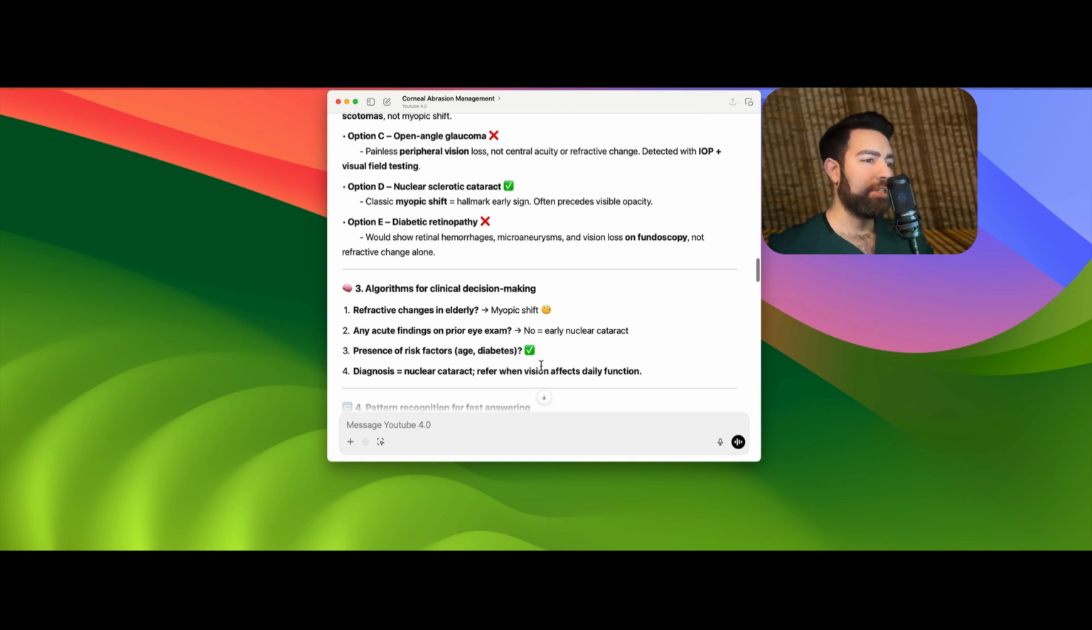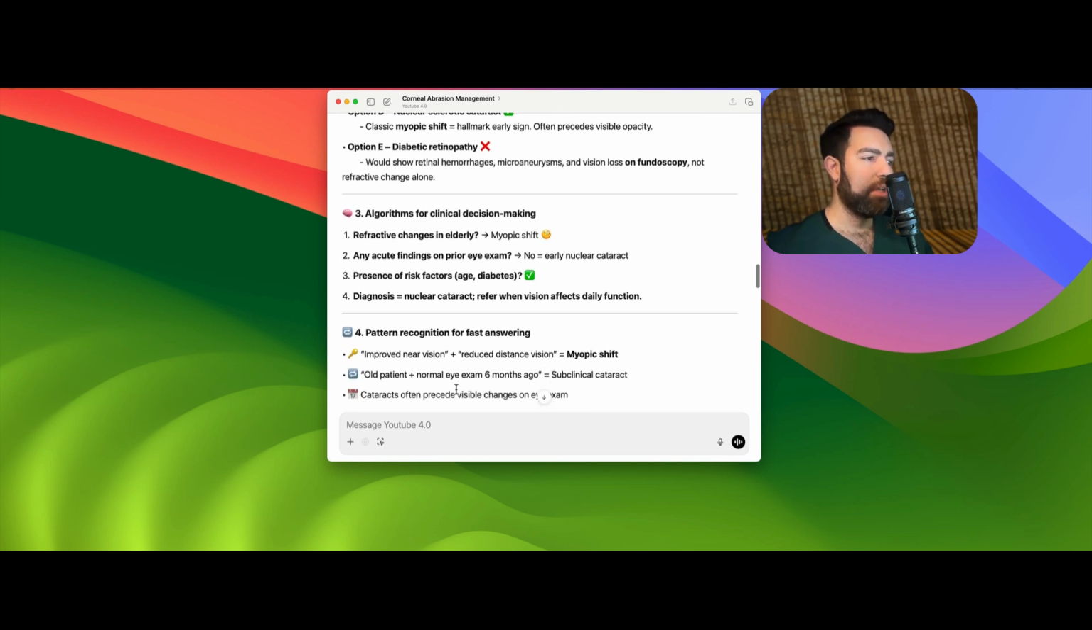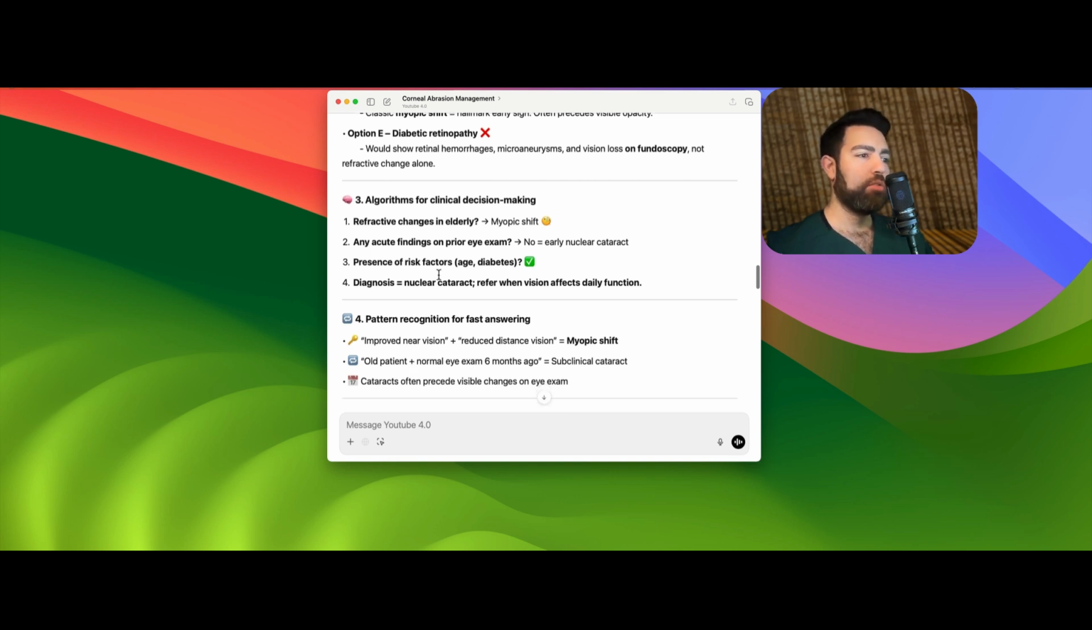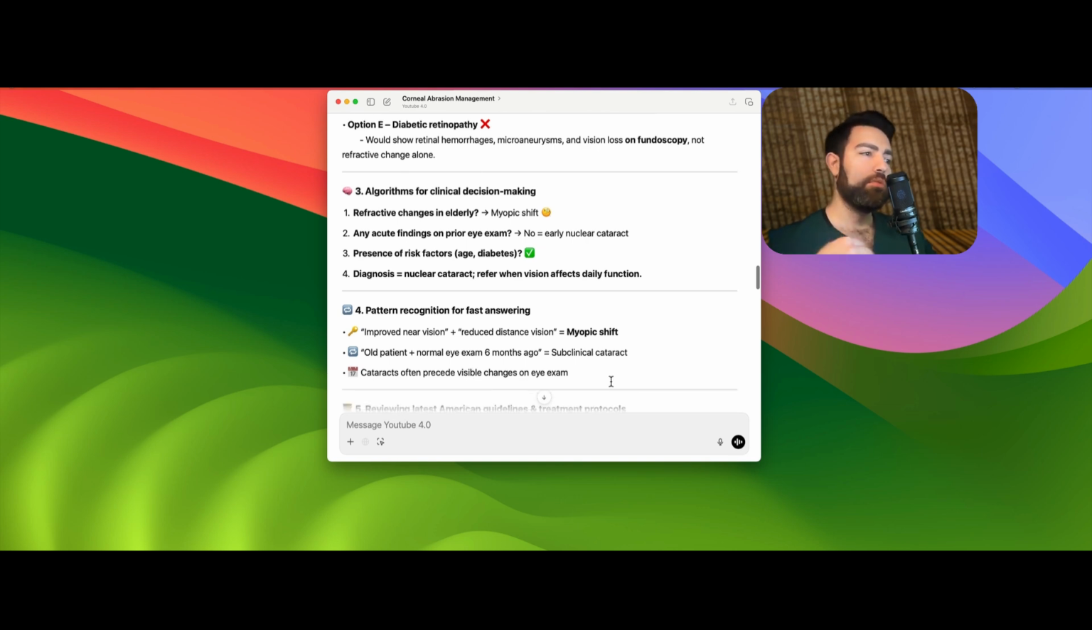And again, these are kind of like pattern recognition style. These are my instructions to give these. Old patient, normal eye exam 6 months ago, presents with myopic shift. Think about this subclinical cataract. Cataracts often precede visible changes on eye exam, and they will always try to give you something that you cannot see visibly. Like they're not going to tell you, hey, you look at it and there's corneal clouding, right?